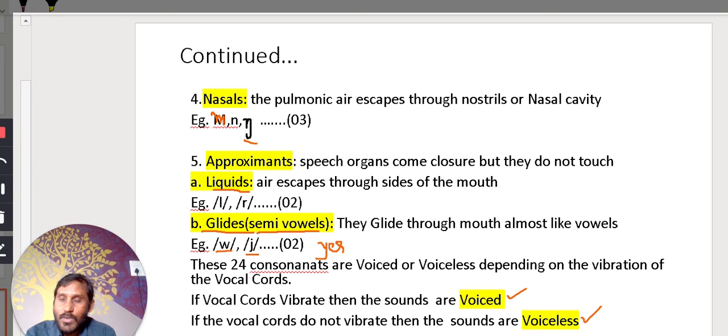In our next video, we'll take up the place of articulation. Okay, at which region these plosives, these fricatives, these affricates, these nasals, these approximants or articulators are produced. That's also very, very important in order to understand this phonetic system in English. So guys, this is our topic for today.